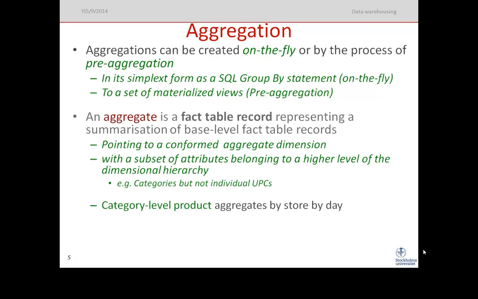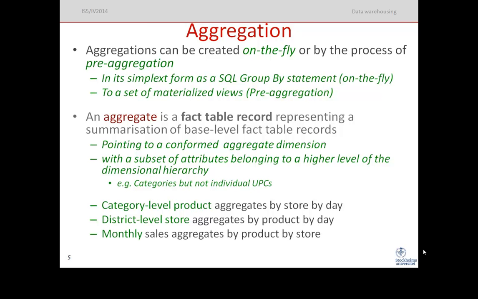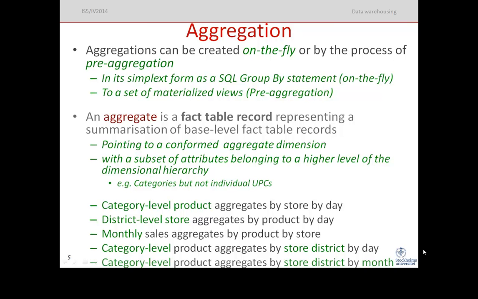Category level product, there we have aggregates by store by day. District level store, where we have aggregates by product by day. Monthly sales aggregates by product by store. And then we will have category level product, which aggregates by store district by day. And finally, category level product aggregates by store district and by month.